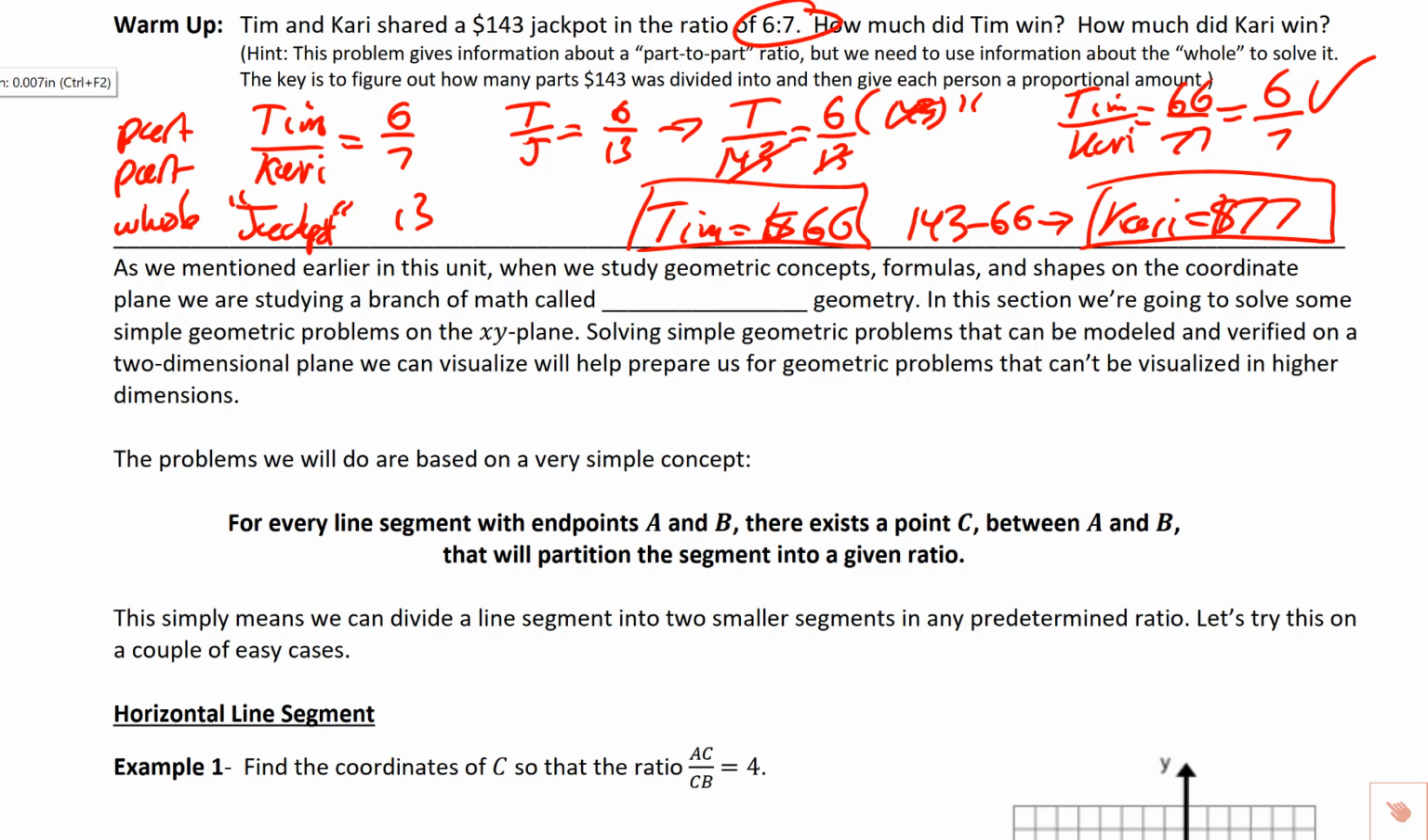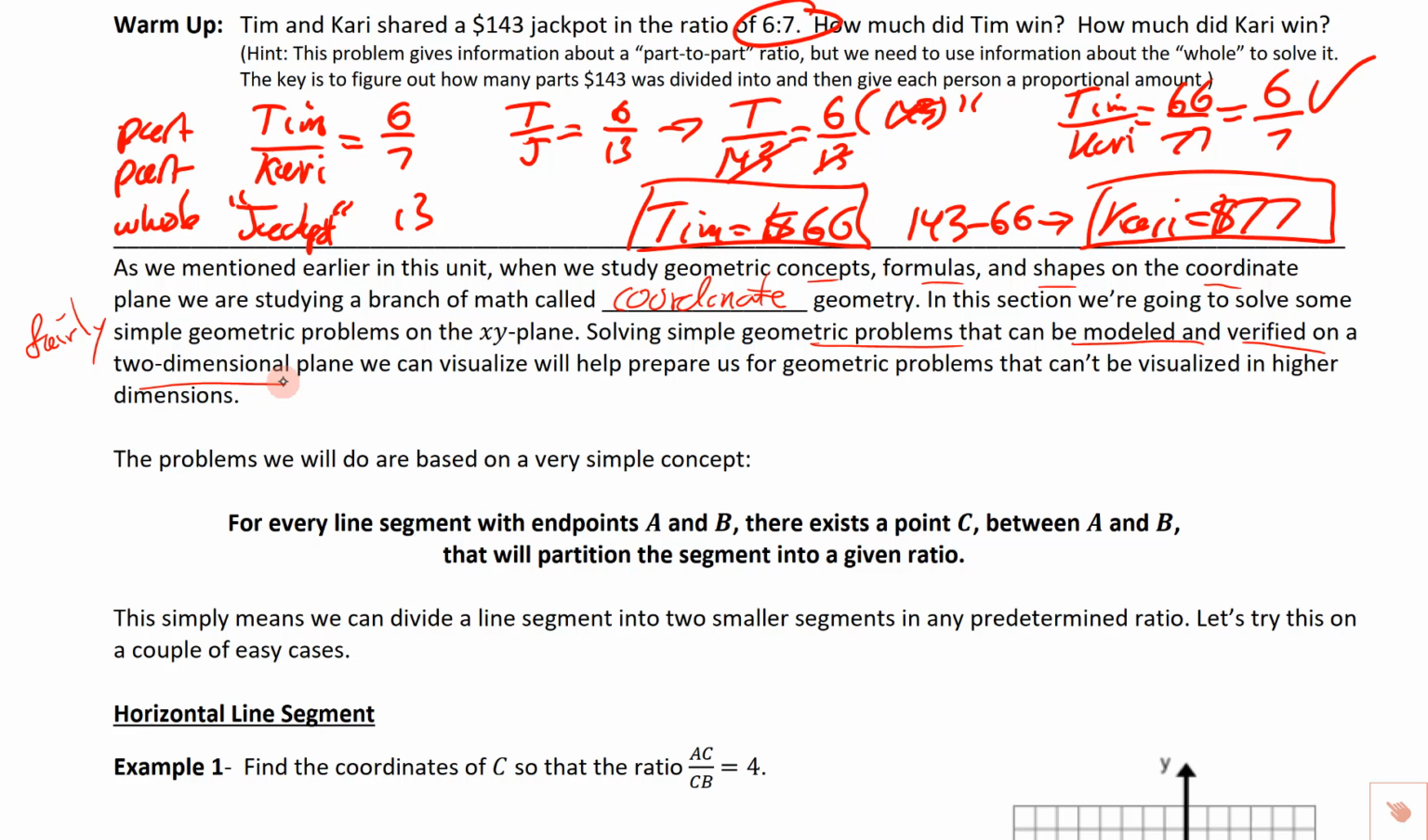No. Okay. So we've talked about this already, but just a reminder. When we're doing geometry concepts, formulas, shapes on a coordinate plane, we're doing what we call coordinate geometry. And in this section, I'm going to add a word here. We're going to do some fairly simple geometry problems. And we're going to solve these geometric problems. We're going to model them and we're going to verify them in 2 dimensions.